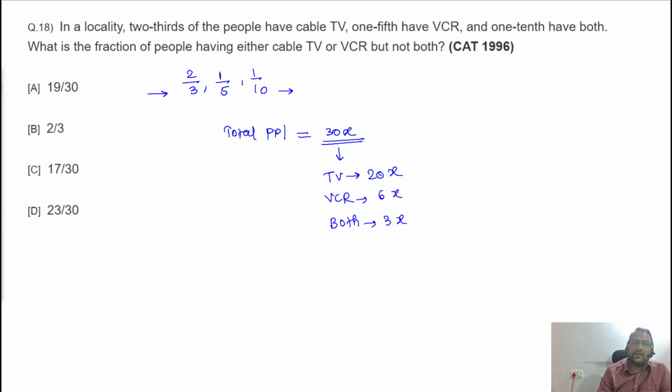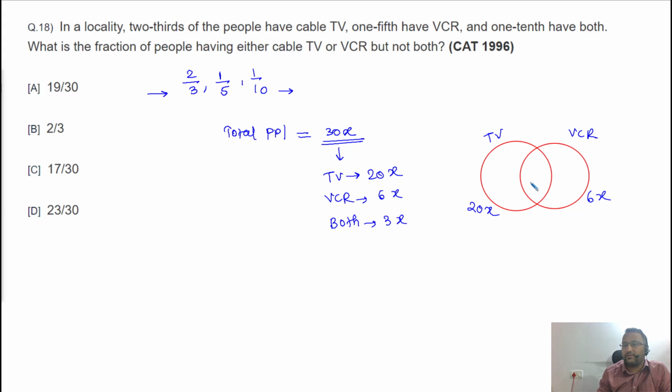So over here the Venn diagram is going to be like this. This circle is for TV, this circle is for VCR. The value of this circle is 20x, 6x, and the value of common portion is 3x. So only TV is going to be 17x, 20x minus 3x. Only VCR is going to be 6x minus 3x, that is 3x.